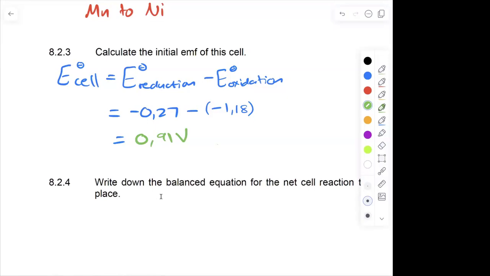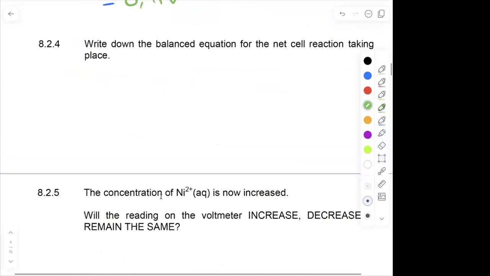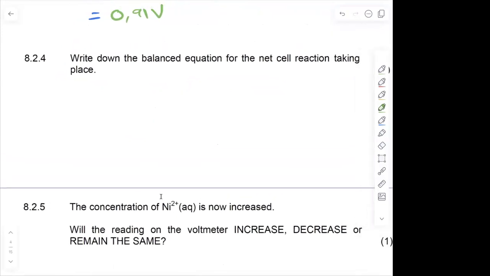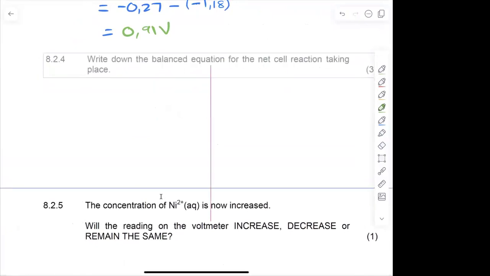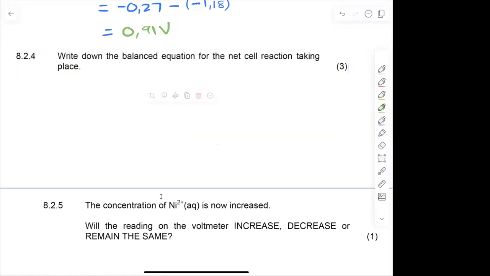Okay, let's quickly go to 8.2.4. We've got 20 minutes left and I want to get through to my electrolytic cells questions as well. So 8.2.4, write down the balanced equation for the net cell reaction taking place. So remember, when we're looking at the net cell reaction, I showed you guys a little bit earlier that we take our oxidation reaction, take our reduction reaction, and then we put them all together, right?